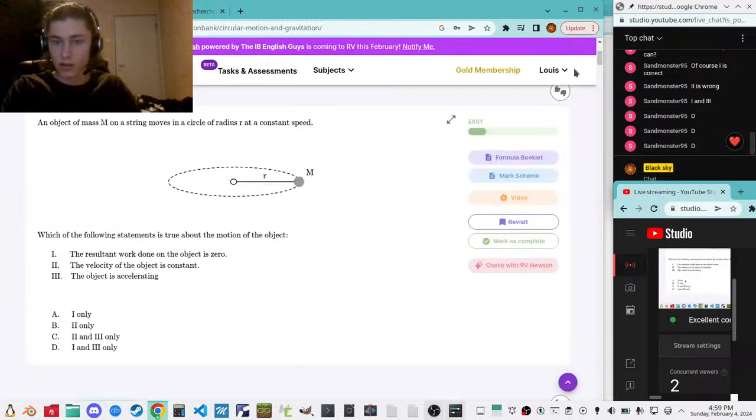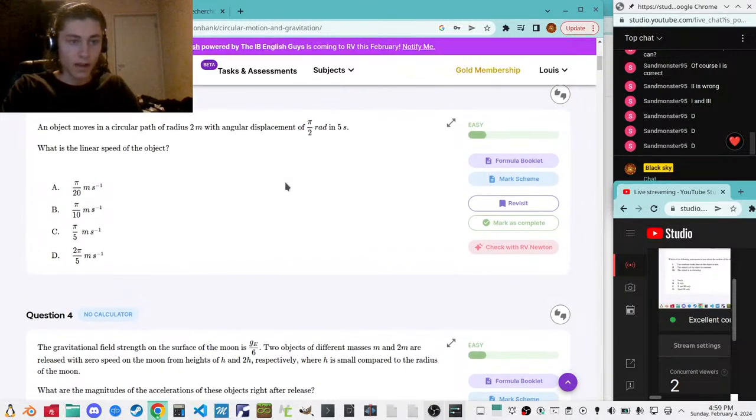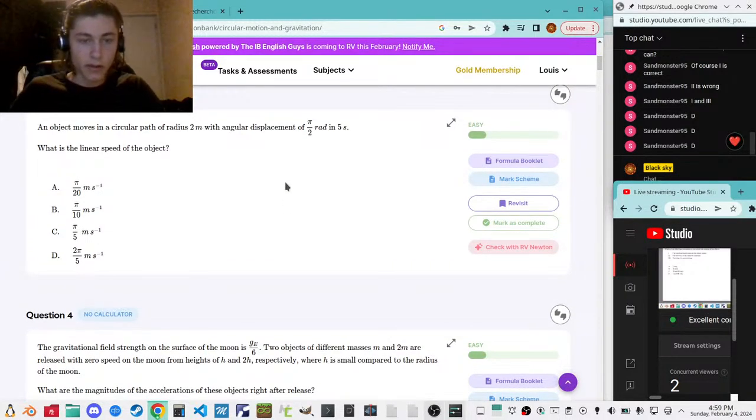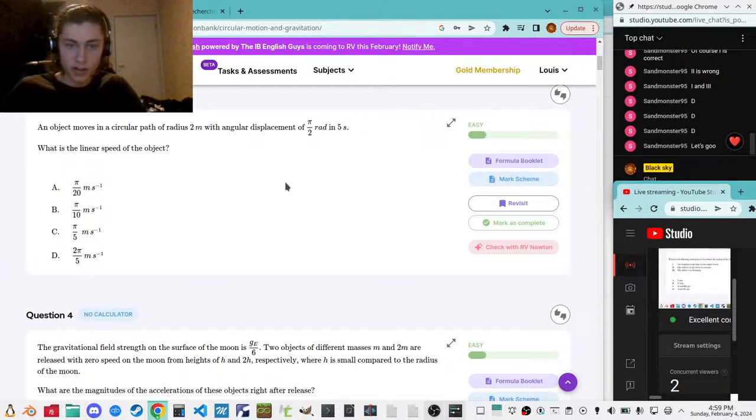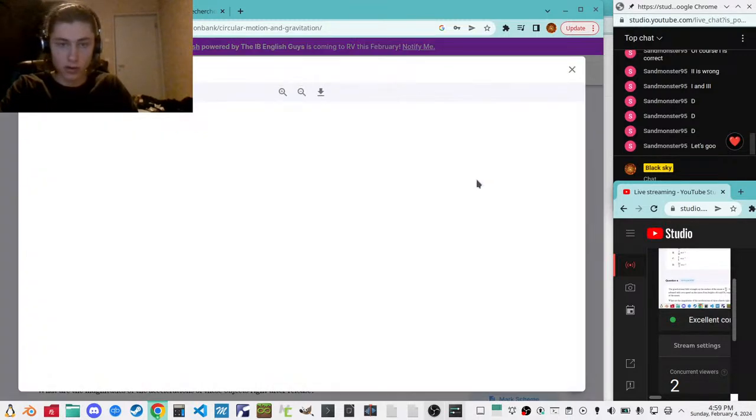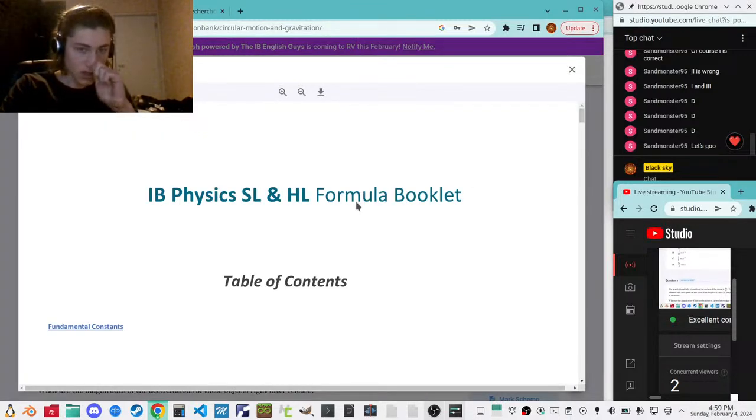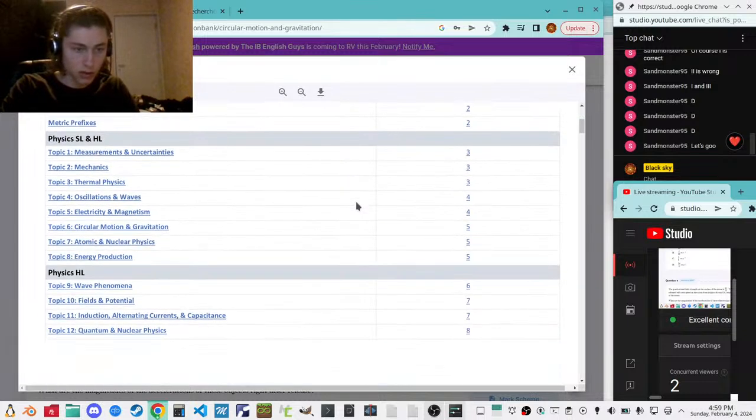D, yeah, correct. Next. An object moves in a circular path of radius 2m with an angular displacement of this rad in 5 seconds. What is the linear speed of the object? Let's check in the formula booklet quickly. Hope it brings me. Oh, it doesn't bring me. I'm gonna have to click on this every time.